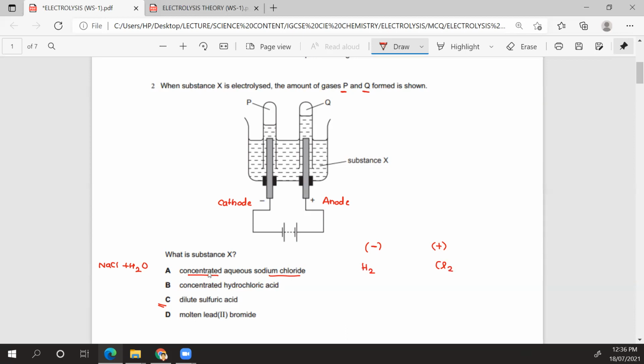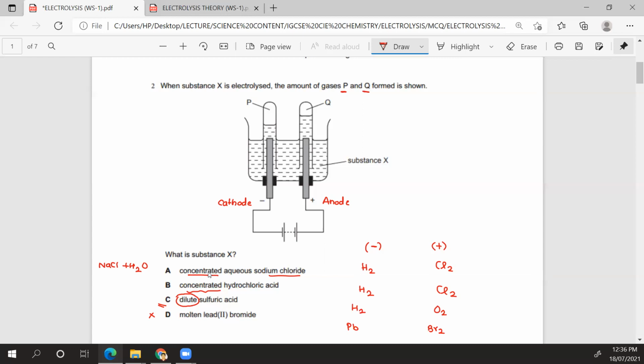For B, concentrated hydrochloric acid, it will again be H2 and Cl2 because it is concentrated. So oxygen will not be liberated at the anode. It will be the halide which will be liberated at the anode. Dilute sulfuric acid will have H2 and O2, and molten lead bromide is Pb and Br2. Now D option automatically gets ruled out.